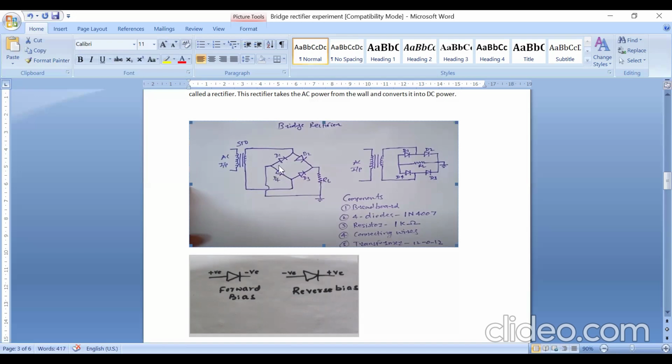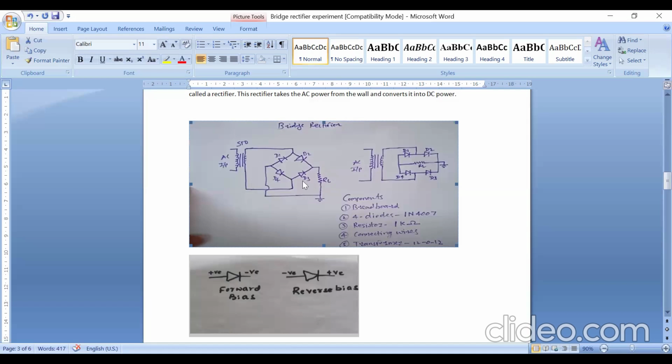So how to do the connection? The anode of the first diode and anode of the fourth diode, they are connected at one point. Cathode of D2 diode and cathode of D3, they are connected at one point. From this point, resistor one end is connected, other end of the resistor is connected to the anode of D1 and anode of D4. The cathode of D1 and anode of D2, it is connected to one terminal of the transformer, and cathode of D4 and anode of D3, it is connected to the other terminal of the transformer.